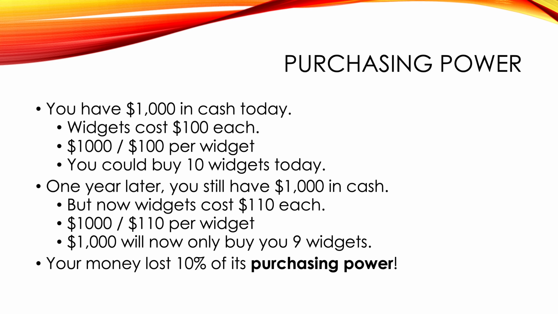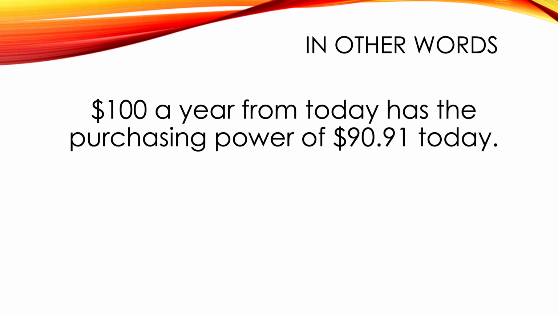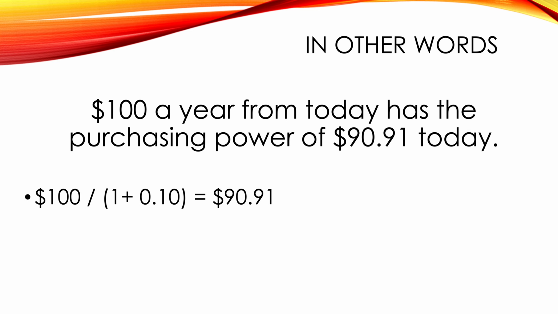You might have the same dollar amount as you had before, but now you can't buy as much stuff with those same dollars. So, in other words, $100 a year from today has the purchasing power of $90.91 today. This is how we talk about inflation in reverse here. If I were to give you the option of having $100 a year from today or giving you $90.91 today, you should be indifferent between those two options other than being able to consume things at different times. So the way to calculate that is right here. You would take $100 and divide it by 1 plus 0.1. That's again the rate of inflation as a decimal, and that gives you $90.91.